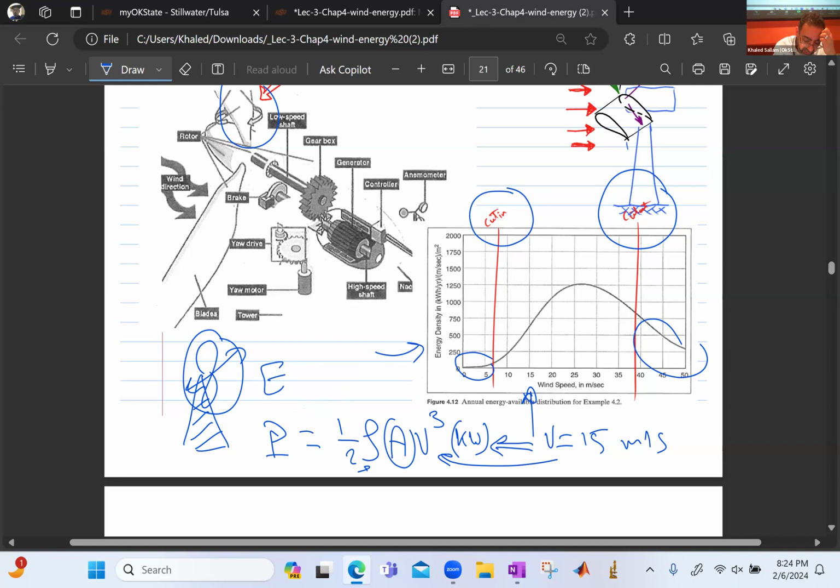But how do I calculate the energy at 15 meters per second? Help. If the wind is blowing at 15 meters per second at the hub, the power available for that turbine is half rho A V cube. V is 15, A is the area, rho is 1.2. But how much energy is available? How many joules or kilowatt hours? So the energy here should be in joules or kilowatt hours. How do I calculate that?